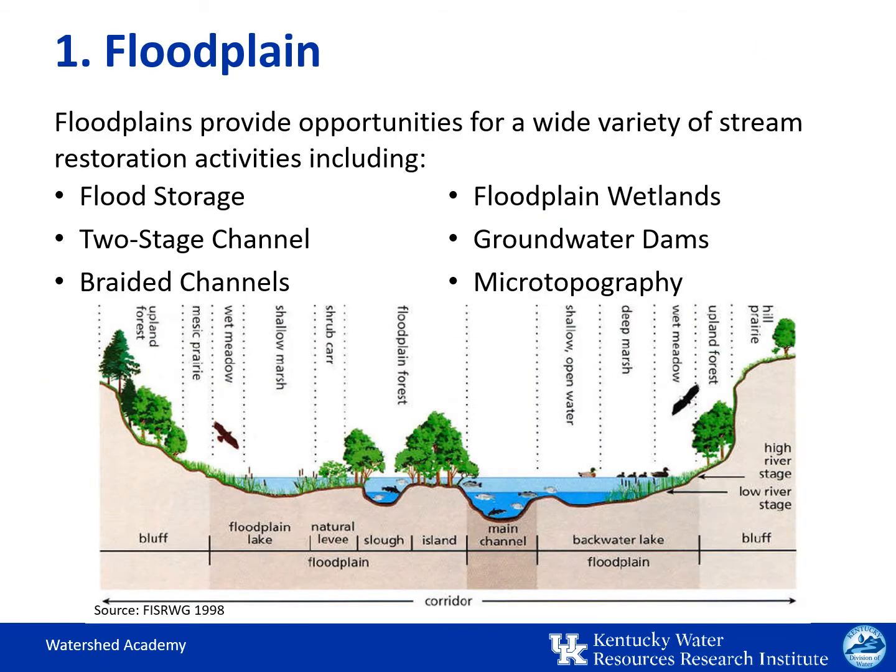So beginning at the outside of the stream and working toward the center, we begin with the floodplain. There's a variety of different best management practices that can be added to stream restoration to increase the flood storage as well as the habitat in the floodplain.